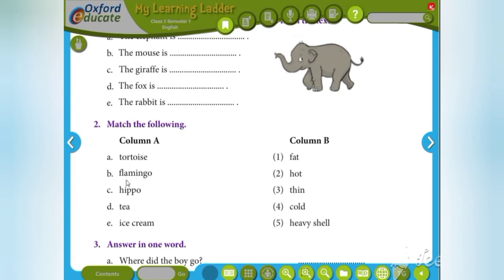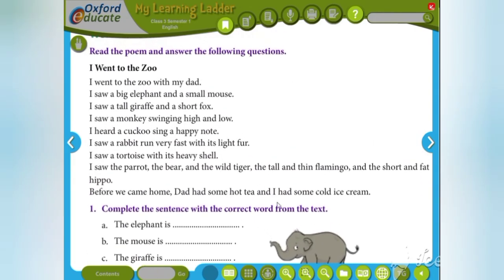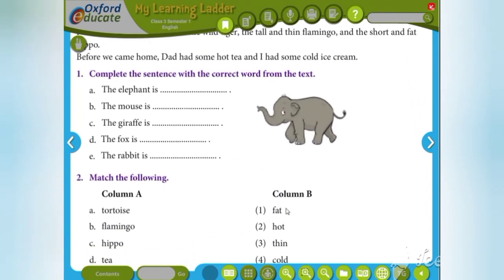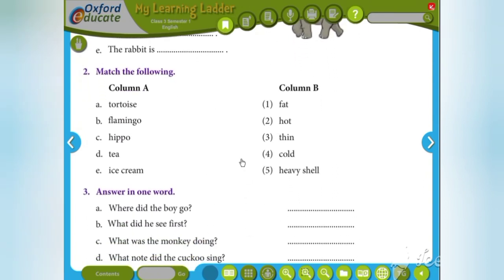And for flamingo, what is given there? Shall we see here? Where is flamingo? Yes, the 8th line, a long line it's given. I saw a parrot, the bear and the wild tiger, the tall and thin flamingo. So the flamingo is thin. So for flamingo, what should we mark? We should mark thin. Okay, this is how you mark the match the following.